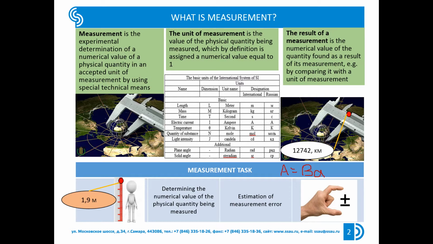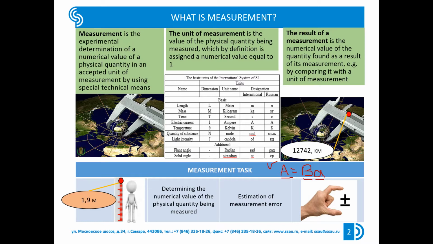The result of any measurement can be expressed as follows, where A is the physical quantity being measured. This A is the unit of measurement and B is the numerical value of the physical quantity being measured in the units adopted. The following tasks are carried out during measurements. Determine the numerical value of the physical quantity being measured. The evaluation of the error in the measurement of the physical quantity.